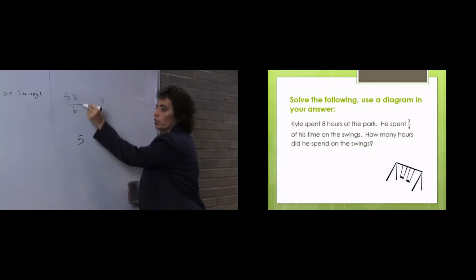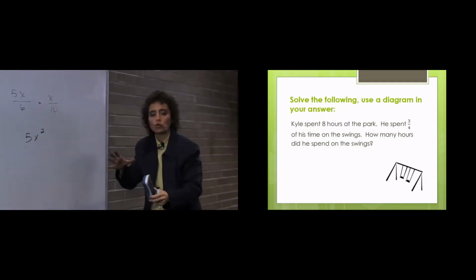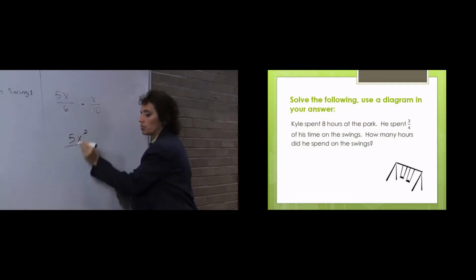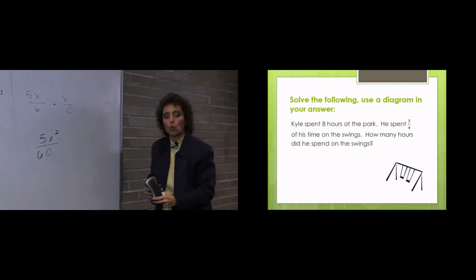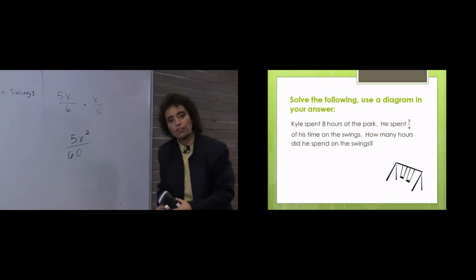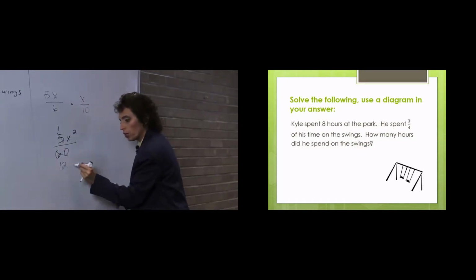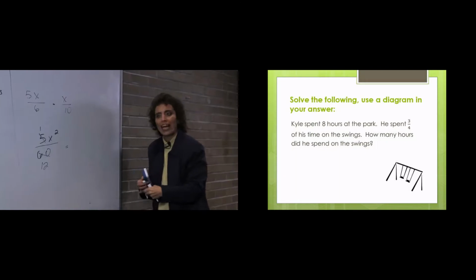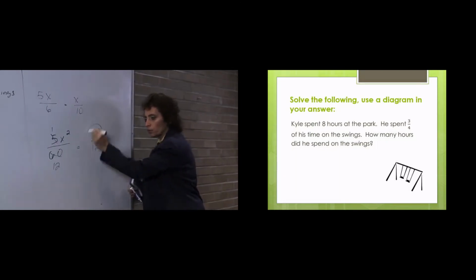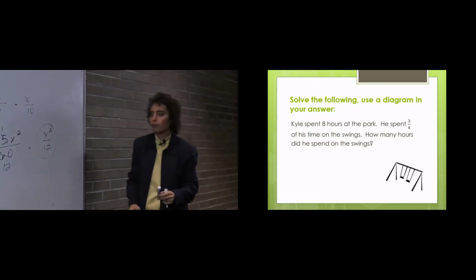So this is 5 times x times x. X times x is x squared because that's what x squared means, x times x. Then 6 times 10 is 60. Once I multiply, remember now I can try to reduce. So I can reduce 5 and 60. 5 goes into 5 once. 5 goes into 60 12 times. So this is 1x squared over 12 or just x squared over 12. So again, until we get real comfortable reducing, I'm just going to work it out like that.